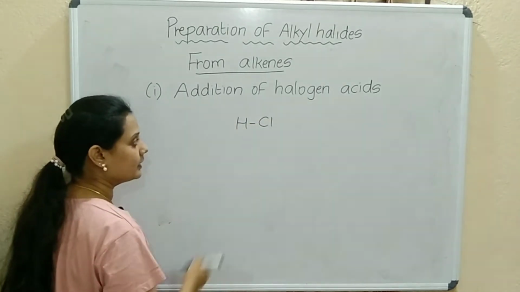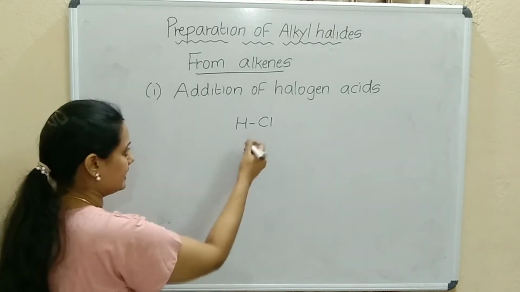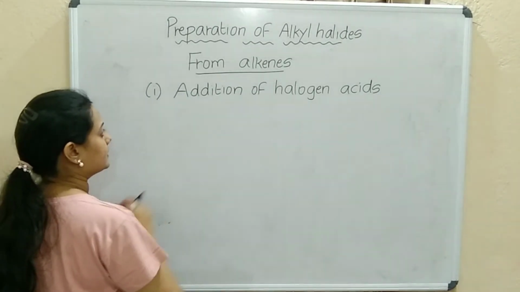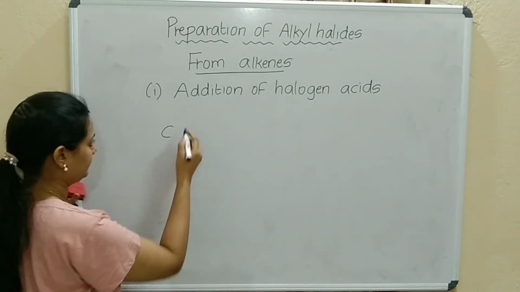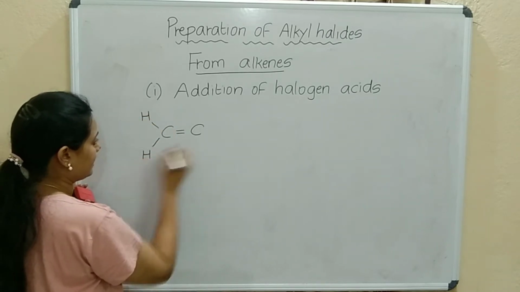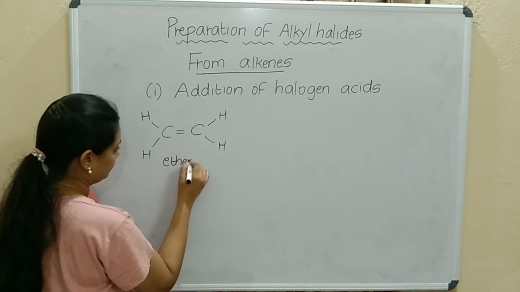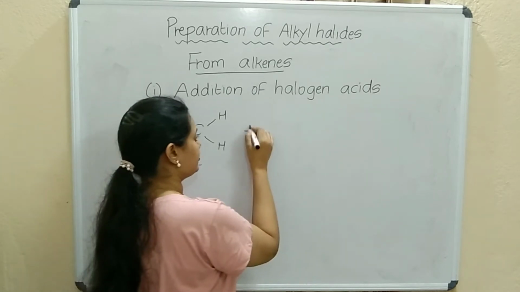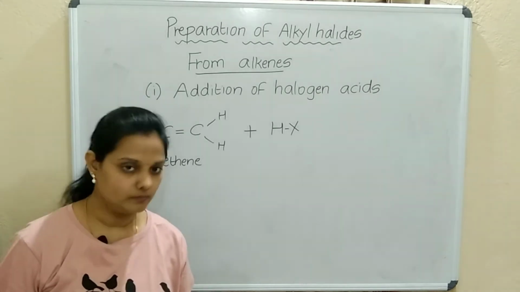HCl. One halogen and it is an acid. Acid means which gives H plus, correct? So HCl. So generally we will write this. So from alkenes, correct? I'll take a simple alkene, C double bond C, satisfying the valency of carbon. Ethene I have taken, okay? Ethene, alkene. Halogen acid, so it is HX, it can be any Cl, Br also.